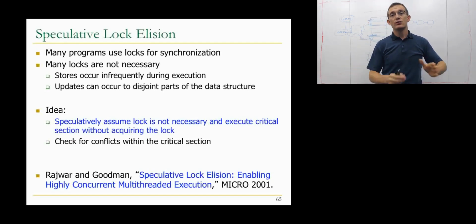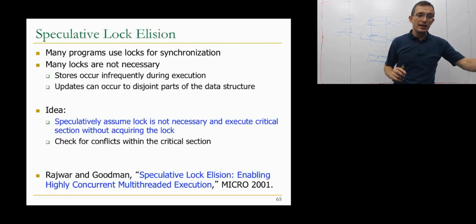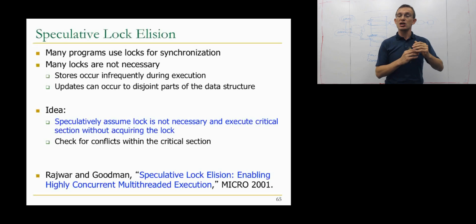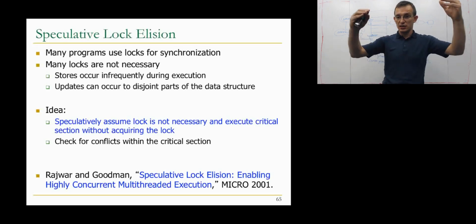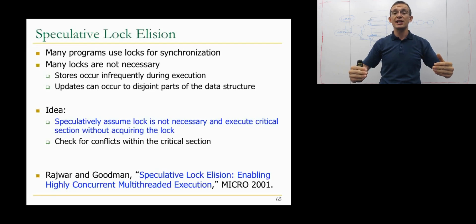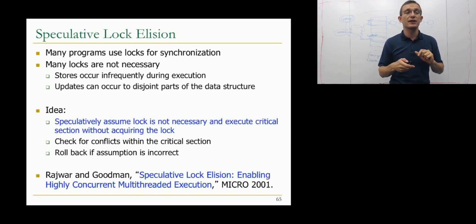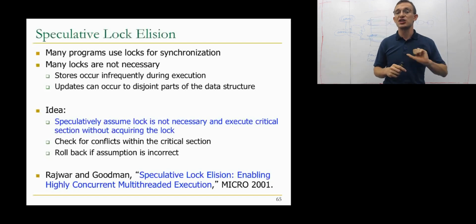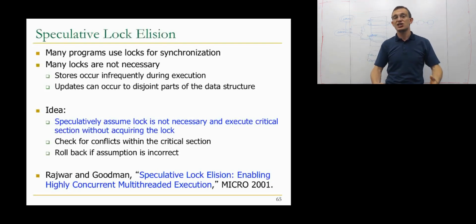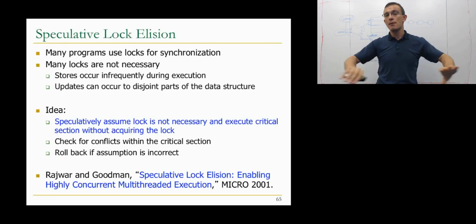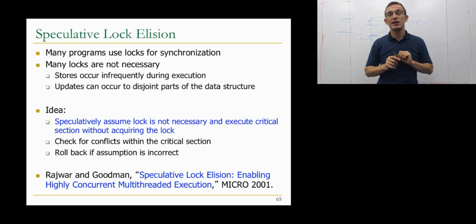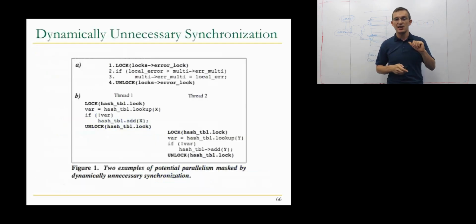That's the key idea. And during the execution of the critical section, the runtime system, or the hardware in this case, checks for conflicts within the critical section. If two instances of the critical section are executing concurrently, the speculative lock elision mechanism checks for conflicts, and if they do actually conflict with each other, rolls back the execution if the assumption was incorrect. The assumption is that the lock is not necessary, and those two executions of the same critical section can proceed in parallel because they're updating different parts of the data structure, or they're not conflicting with each other because there's no data conflict. And the system checks if that assumption is actually true, and if it is not true, then the system rolls back execution and restarts.